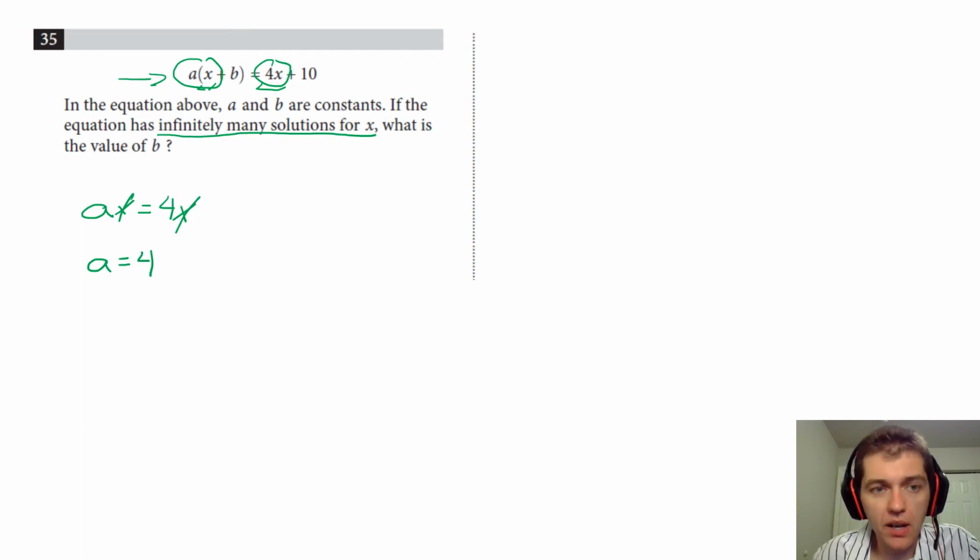So what does that mean b has to be? Well, go back to your equation and substitute in those numbers. You'll have 4 times x plus b has to equal 4x plus 10.